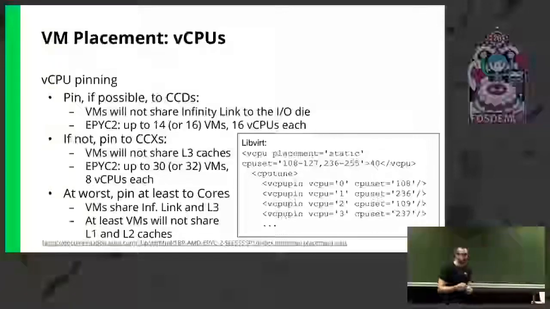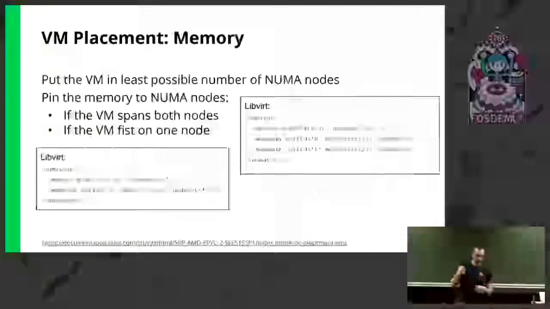And if it's not possible to pin at the CCD level, then you may consider pinning at the CCX level. Because again, then the VMs will share the bandwidth of the Infinity Fabric link to the I/O die, but at least they don't share the L3 caches. And at worst, at least pin to cores and don't make VMs share cores and execute on sibling hyperthreads and also share L1 and L2 caches, unless you really want to ask for big trouble.